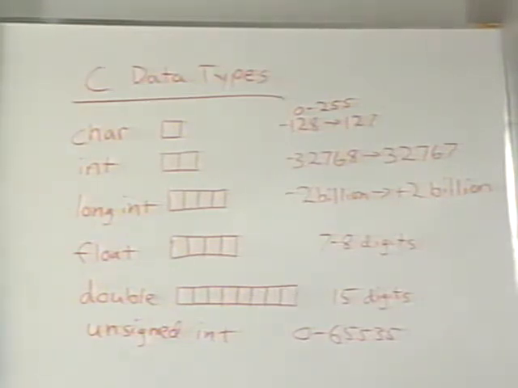The character data type uses 1 byte, you can see by the 1 square. Integer data type uses 2 bytes. The long integer takes 4 bytes, float takes 4 bytes, and double precision takes 8 bytes of storage.